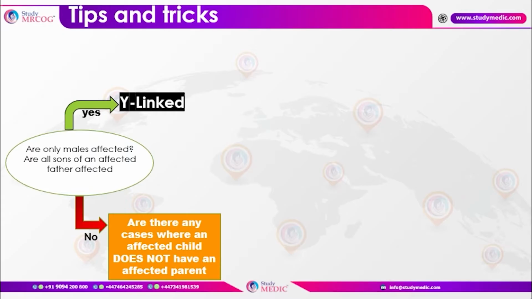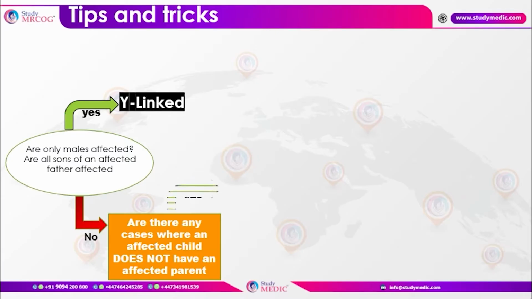Then the next question that we ask is, are there any cases where an affected child does not have an affected parent? Here it is important to understand that a dominant allele will manifest itself even in a heterozygous condition. Therefore, if an affected child is not having an affected parent, that will mean either the parent is not carrying the condition of the disease or is a carrier for that condition.